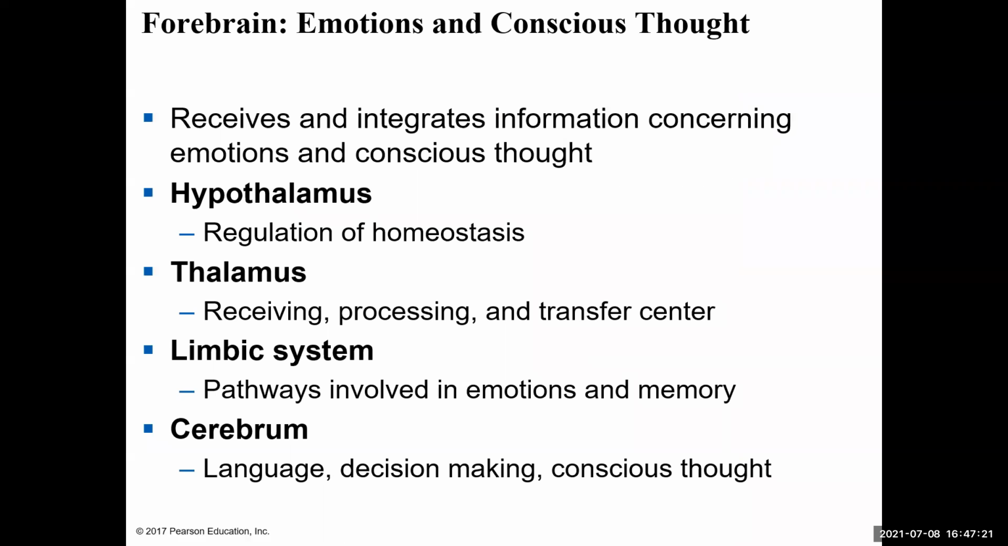Now with the forebrain, this is where emotions and conscious thought are really controlled. The forebrain is receiving information that really focuses on regulating emotions and our thought processes. The forebrain is made up of the cerebrum, the limbic system, the thalamus, and hypothalamus.